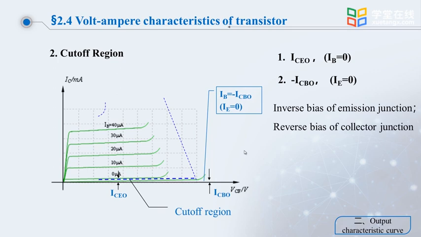Now let's look at the cutoff region. In engineering, it is generally thought that when IB is equal to 0 μA, that is the bottom dotted line, the transistor is considered to be in the cutoff zone. So the region below the curve of 0 μA is the cutoff zone of the transistor. IC is equal to ICEO. This is the cutoff zone of the transistor.